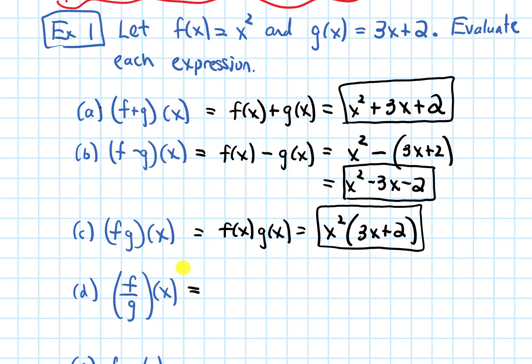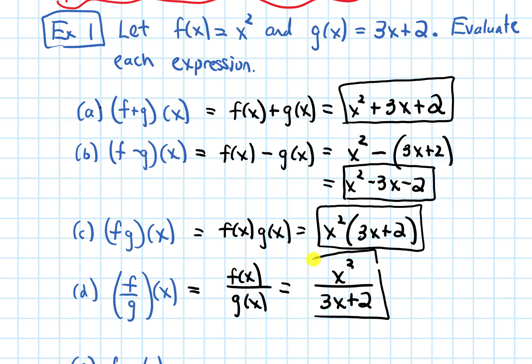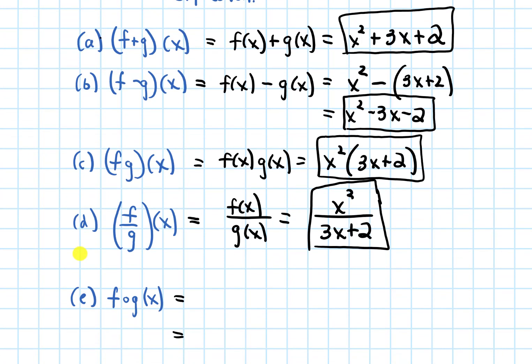All right, and finally, in D, we've got f over g in parentheses and then parentheses x. This means to divide the two functions. So we do f of x over g of x. And dividing them, I get x squared on the top over 3x plus 2 on the bottom. Okay, so that's our division of functions. So now we're going to talk about some more interesting stuff. We'll talk about composition of functions.